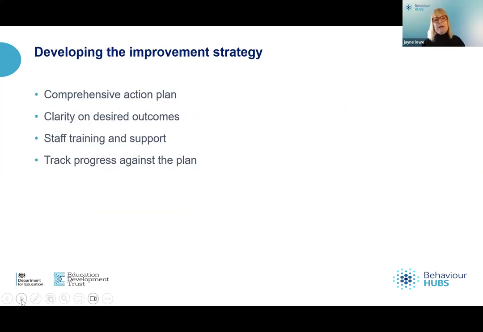So let's think about developing the improvement strategy. And first of all, a comprehensive action plan is key. Your plan should be informed by the data picture and the leader's analysis of that. The plan will map out exactly what leaders want from the culture. Actions outlined in that plan will give real clarity on what everybody will be doing, the resources that will need to be invested, and how that's going to be monitored too, and think about frequency of monitoring there. Having clarity on the desired outcomes is essential to give that clear picture to everybody.